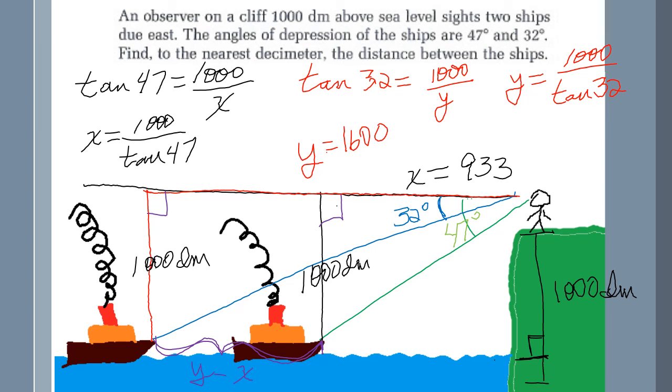So how far apart are the ships? Well, we're going to take 1600 minus 933, and our final answer is 667. So the distance between those two ships is 667 decimeters.